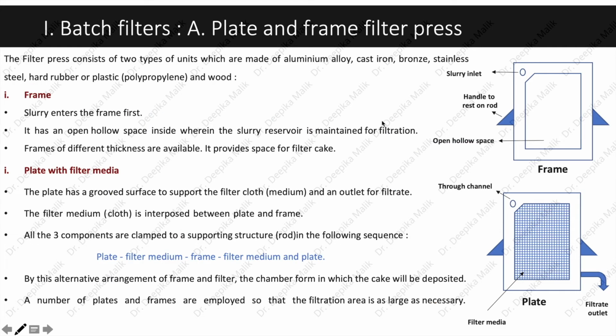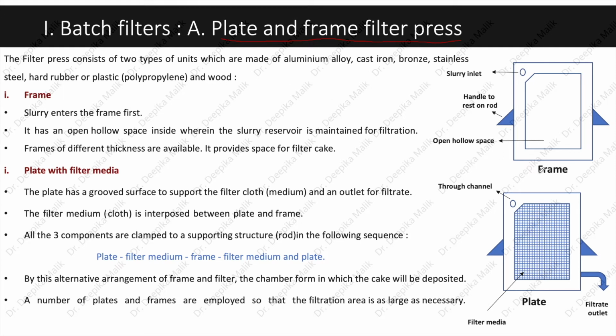Now let us discuss all these types of filters one by one in detail. The first part includes the batch filters. The first type of batch filter is plate and frame filter press. The filter press consists of two types of units which are made of aluminium alloy, cast iron, bronze, stainless steel, hard rubber or plastic like polypropylene and wood.